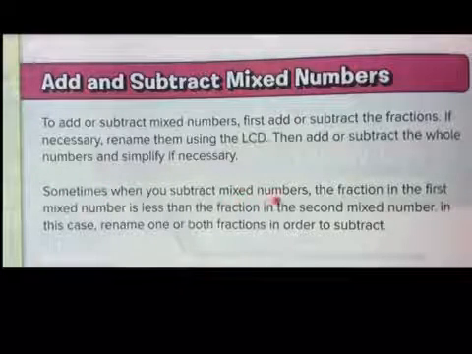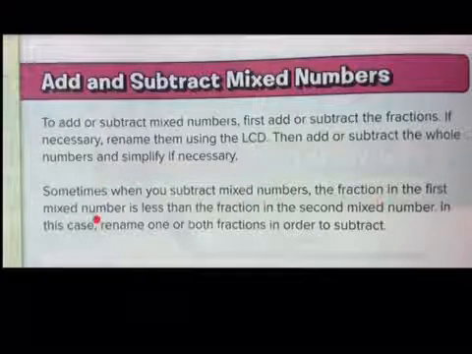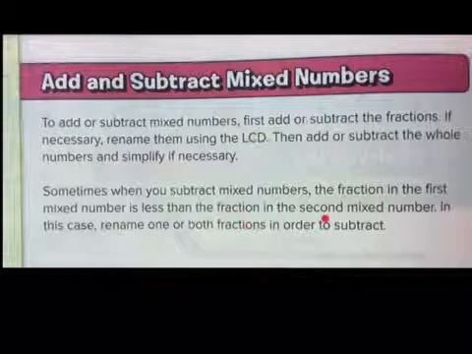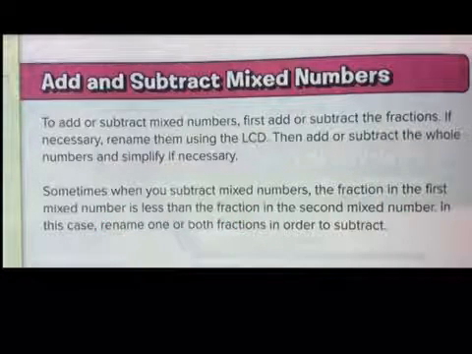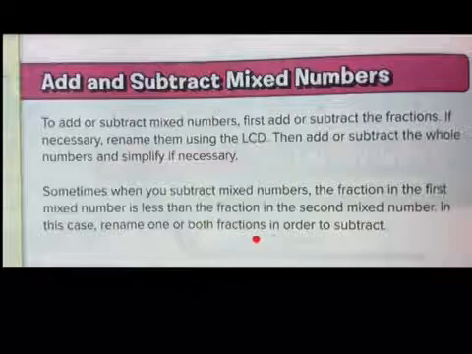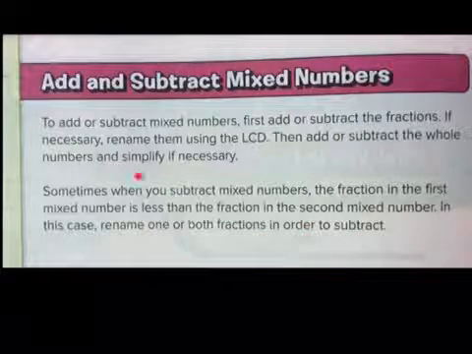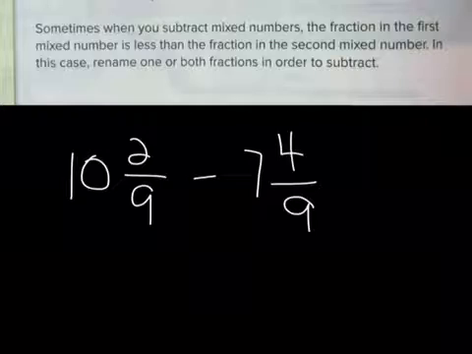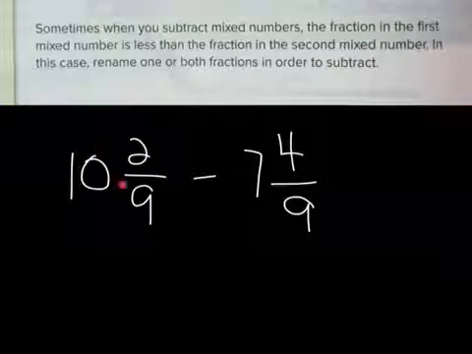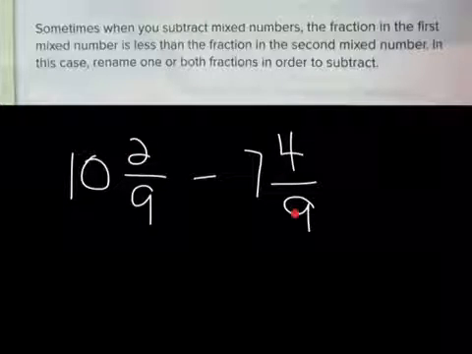Sometimes when you subtract mixed numbers, the fraction in the first mixed number is less than the fraction in the second mixed number. In this case, rename one or both fractions in order to subtract. Let me explain what this means. Take a look at this example. 10 2/9 minus 7 and 4/9. Our whole numbers can be subtracted easily. 10 minus 7 is 3. But then we have 2/9 and 4/9.